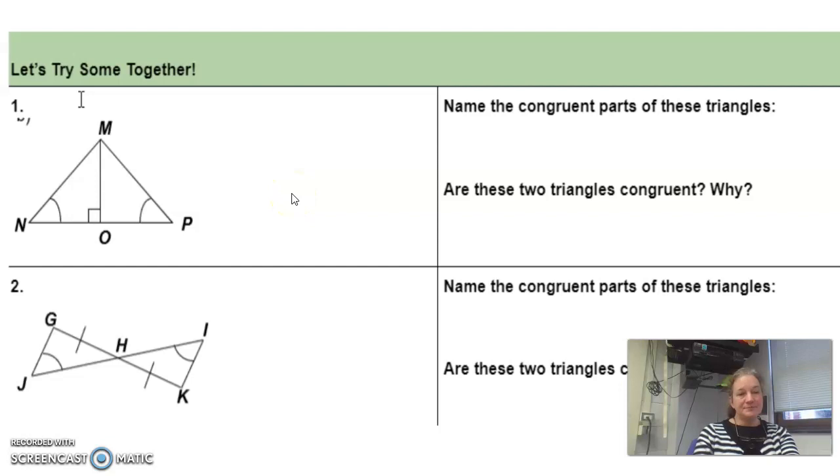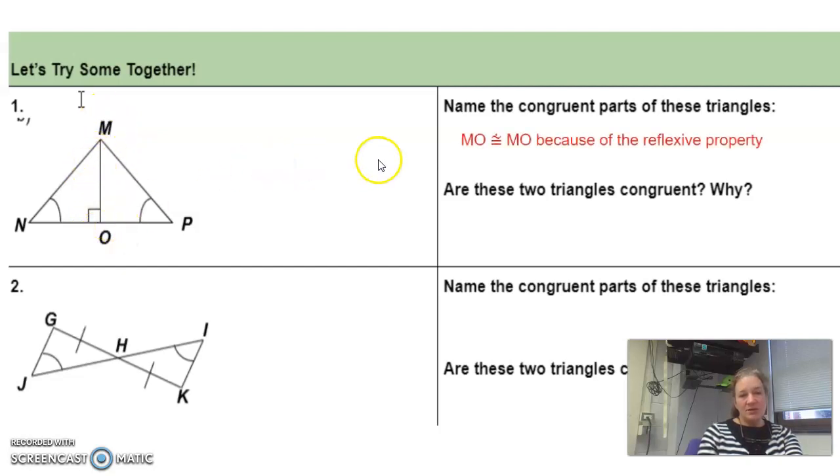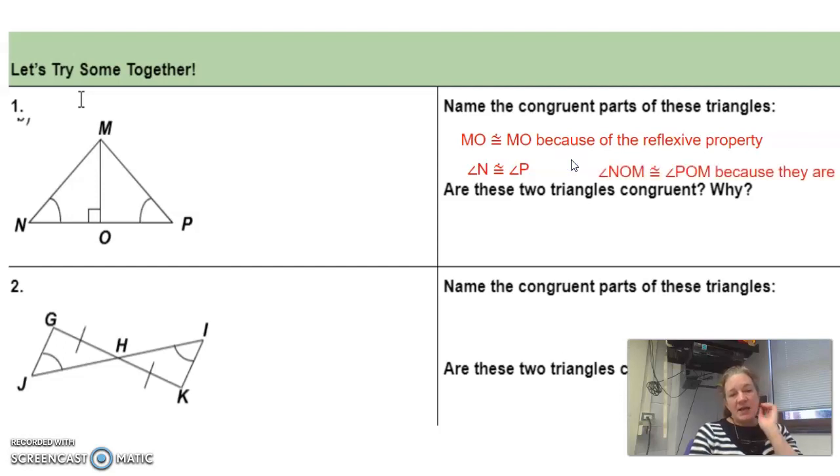Now let's look at number 1. I already have two angles marked here. Before I even jump into this, what do I know about MO? Well, MO is equal to MO because of the reflexive property. If I pull my two triangles apart, MO is equal to MO. N is congruent to P, and NOM is congruent to POM because they're a linear pair. If this is 90 degrees, how much does the angle next to it have to be? They have to add up to 180. 180 minus 90 is 90. So these are congruent because of the AAS theorem.